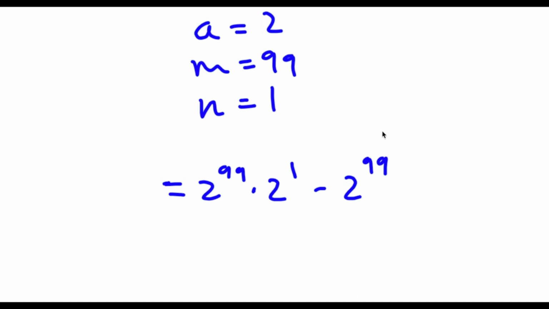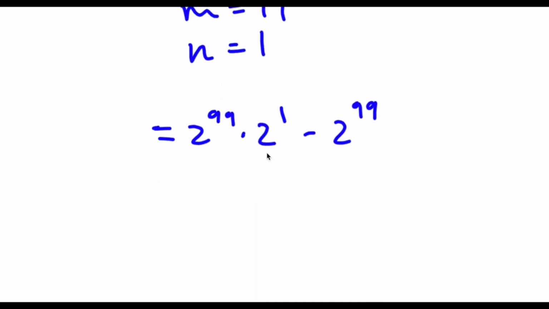Alright, so now, from here, what I'm going to do is I'm simply going to factor out 2 to the power of 99. So now I have 2 to the power of 99 times, well, 2 to the power of 99 times 2 to the power of 1 divided by 2 to the power of 99 is simply 2, minus 2 to the power of 99 divided by 2 to the power of 99 is 1.